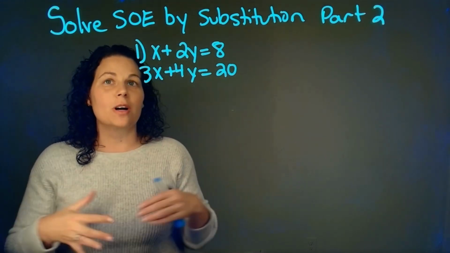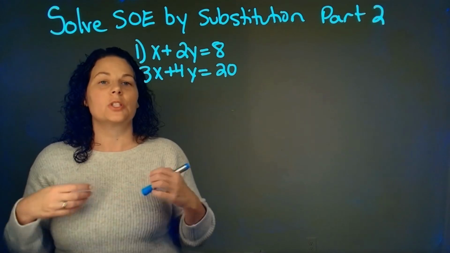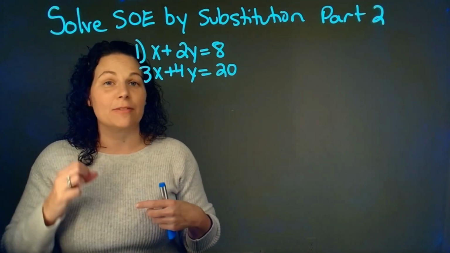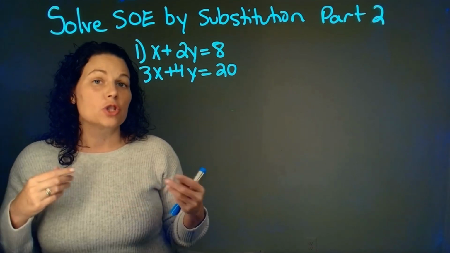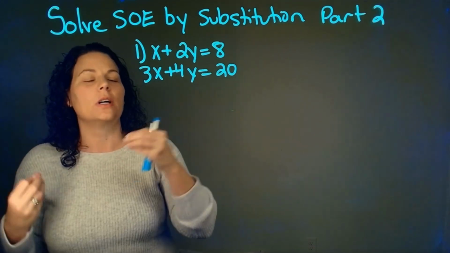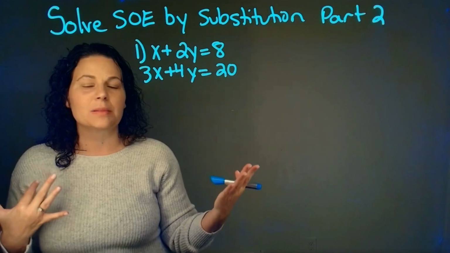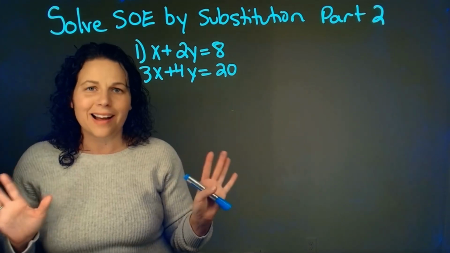And this is part 2 of solving systems of equations by substitution. So we need to have a variable by itself so we can substitute or plug into the other equation. None of these variables are by themselves. What am I going to do? We're going to not panic.